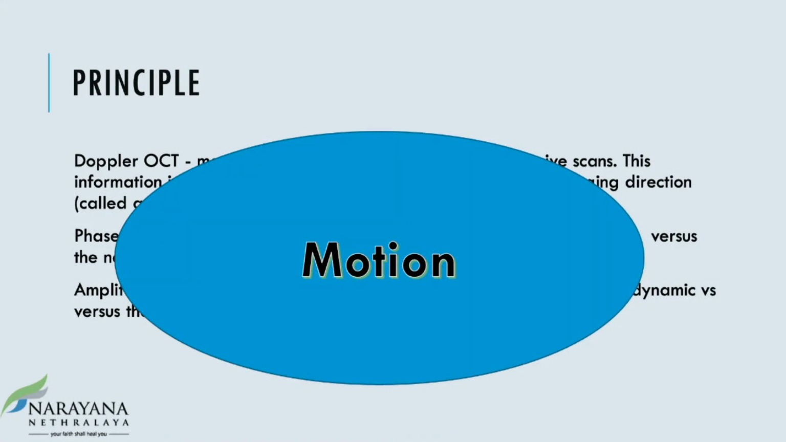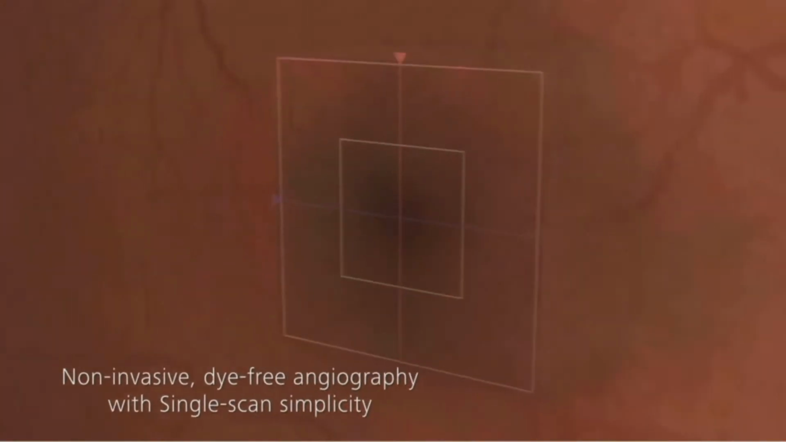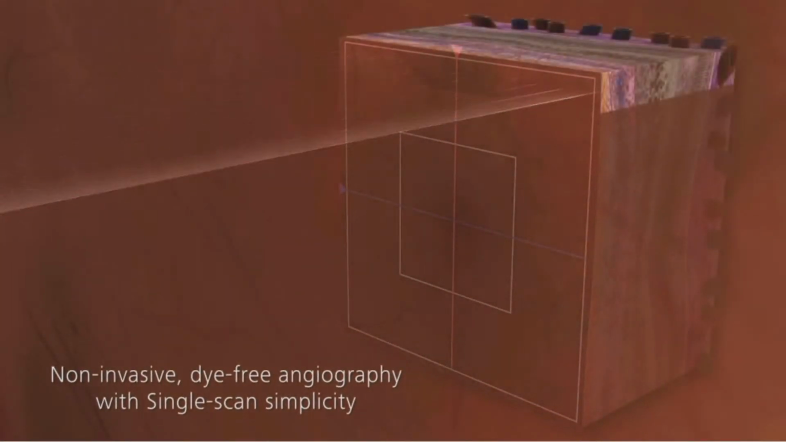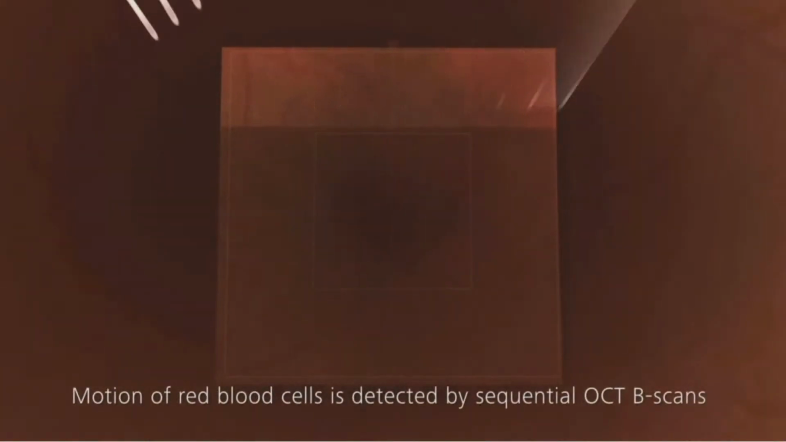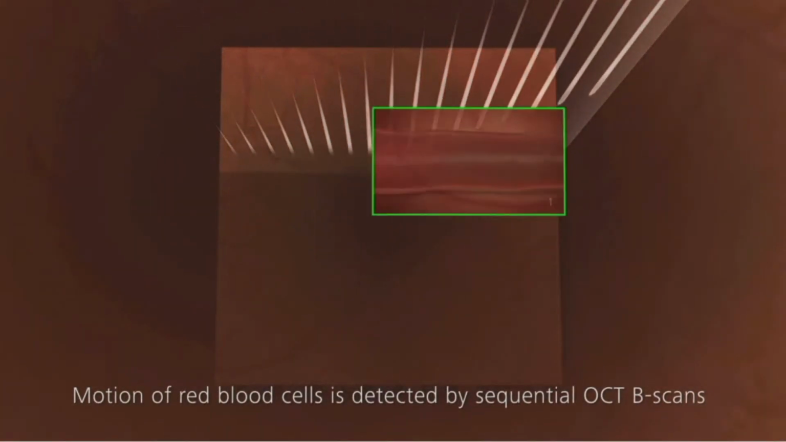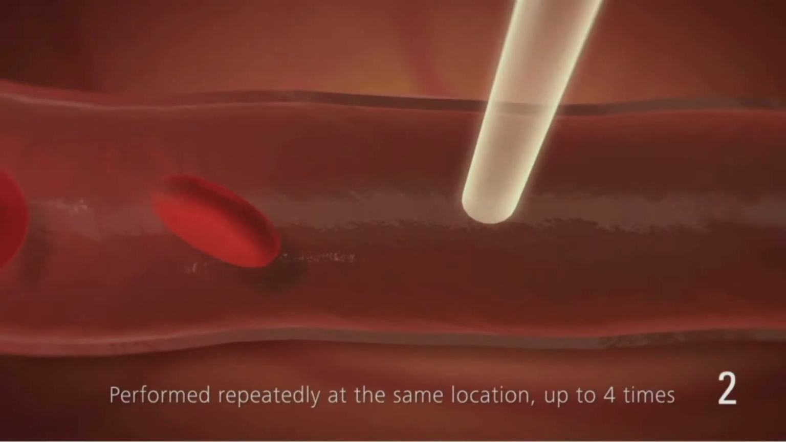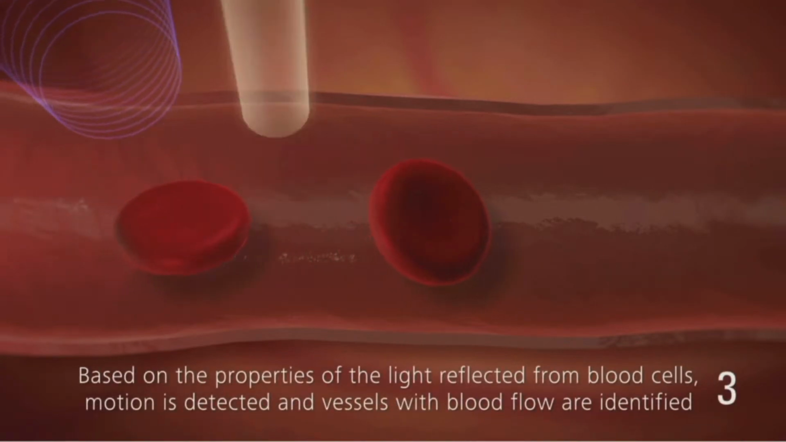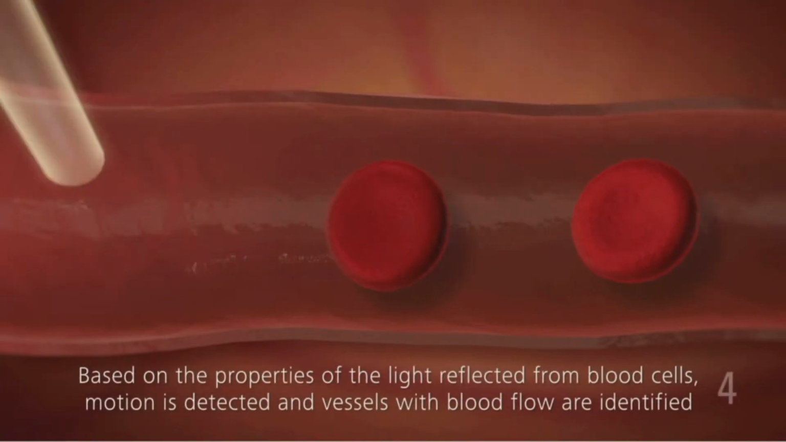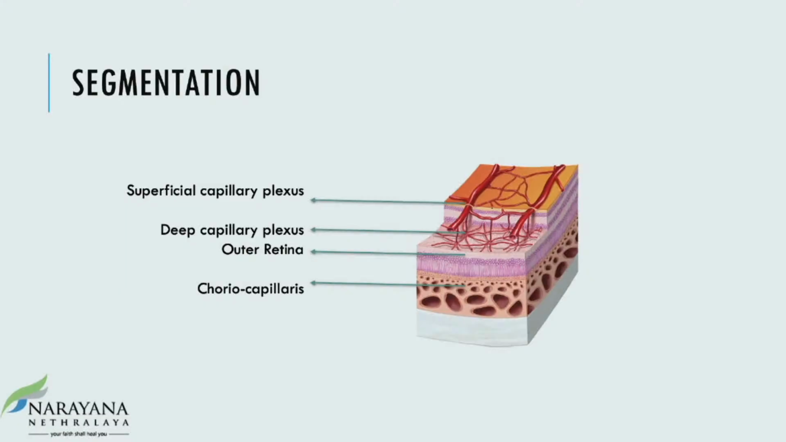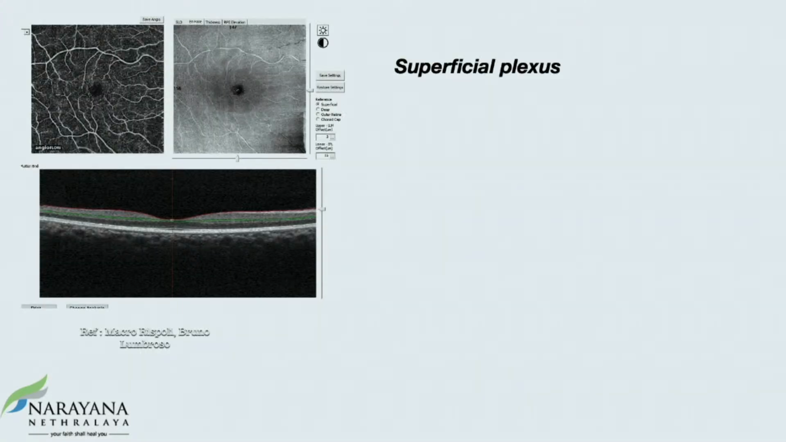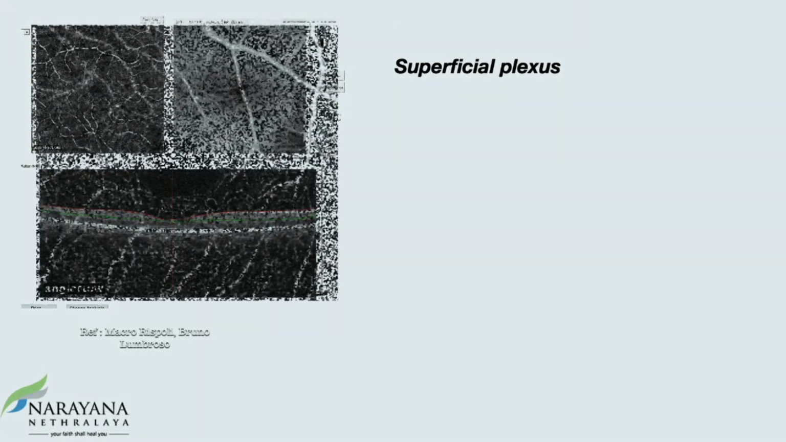Motion of what particular structure? RBCs. So, you use the algorithm to basically pick out the reflection from the blood cells, and that is detected basically by sequential OCT B scans, and when you do it repeatedly at the same location up to 4 times, you can actually pick out the reflection of the light, and then you identify the blood flow in these particular patients. So, when you segment, you have the superficial capillary, you have the DCP, you have the outer, and then you have the choriocapillaries.